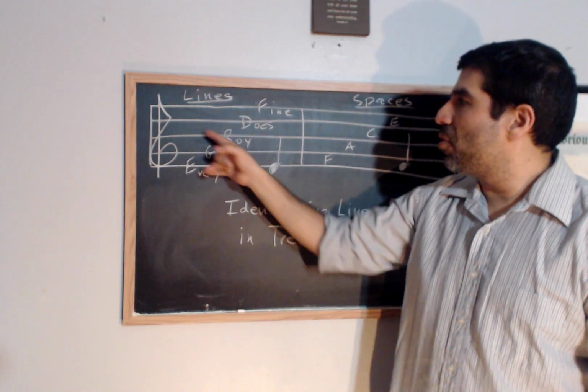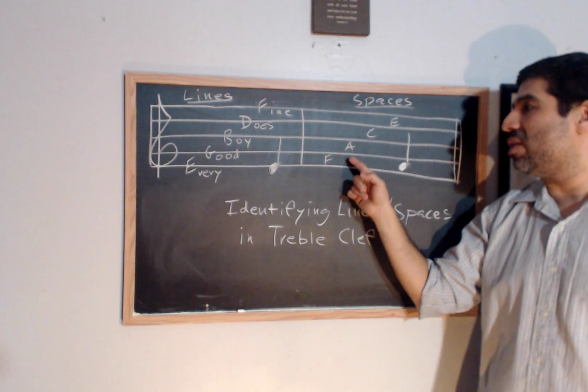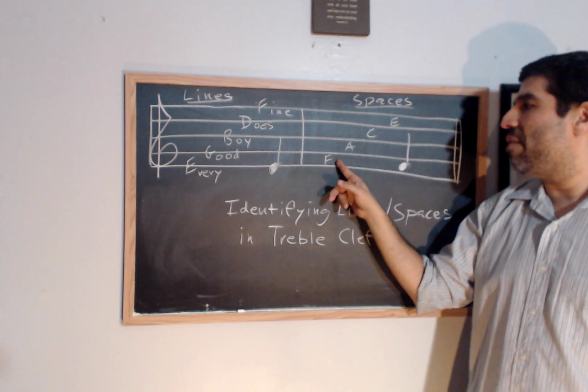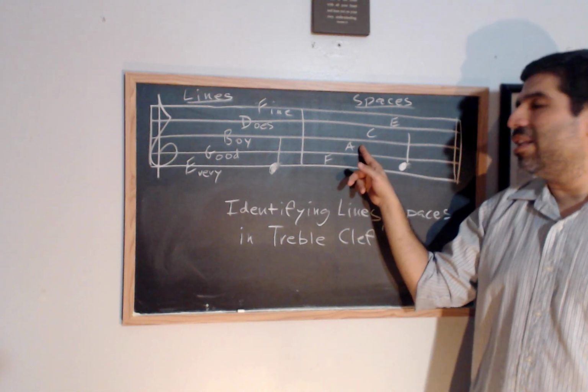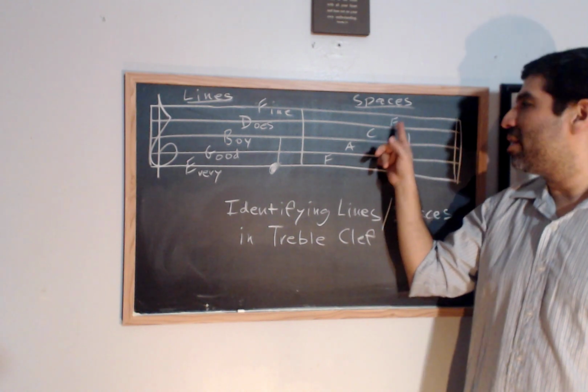So that's for the lines. Now for the spaces. Take a look over here, guys. For the spaces, notice there are no word associations with each letter name. All you have is F in the first space, the bottom space. You have the A in the second space, the C in the third space, and the E in the last space, the top space.